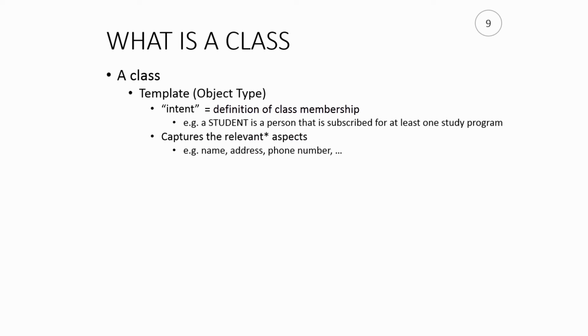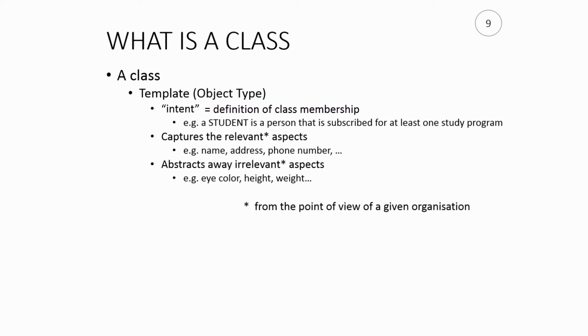The template will capture characteristics that are relevant about the objects in the class. In the case of students at the university, their name, birth date, their home address, their email address are examples of features that are relevant for the concept of the student in the context of the university. The class definition will omit the irrelevant aspects. Irrelevant characteristics of students from the perspective of the university are the color of their hair, the color of their eyes, their height, their weight.